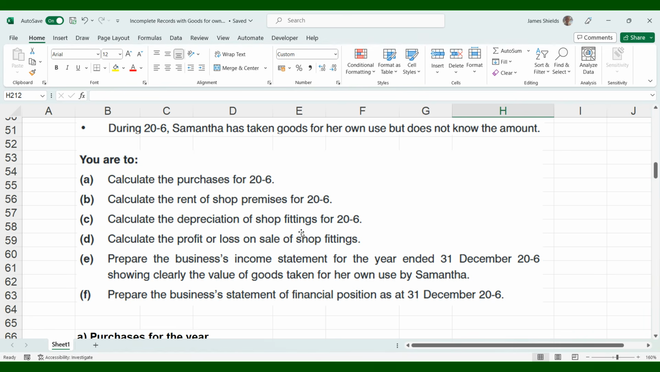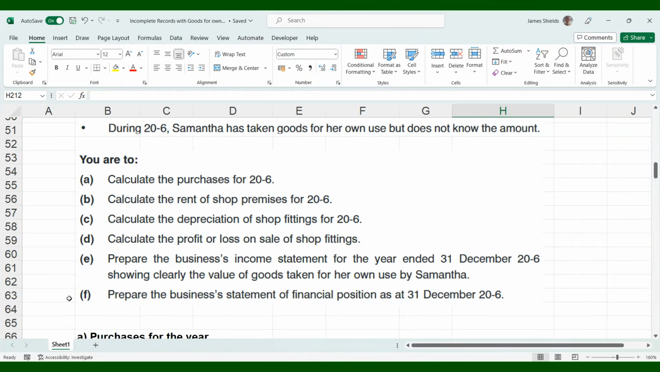Then we have the 2 major parts now. Part E: prepare the business income statement for the year ended 31st December 2016, showing clearly the value of goods taken for own use by Samantha. And finally, Part F: prepare the business's statement of financial position as at the 31st December 2016.